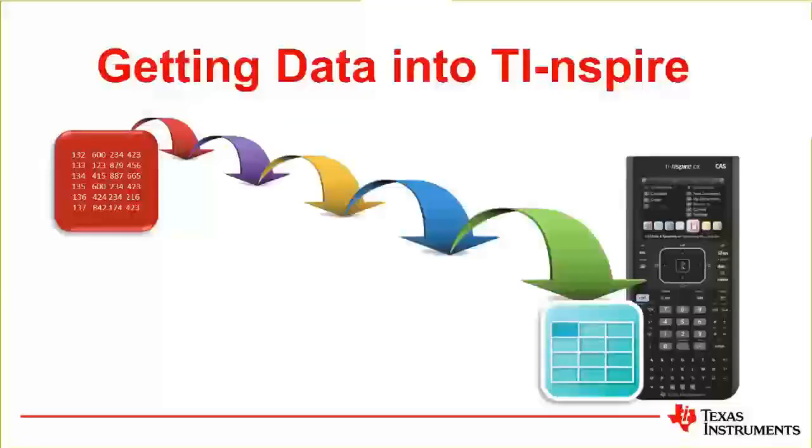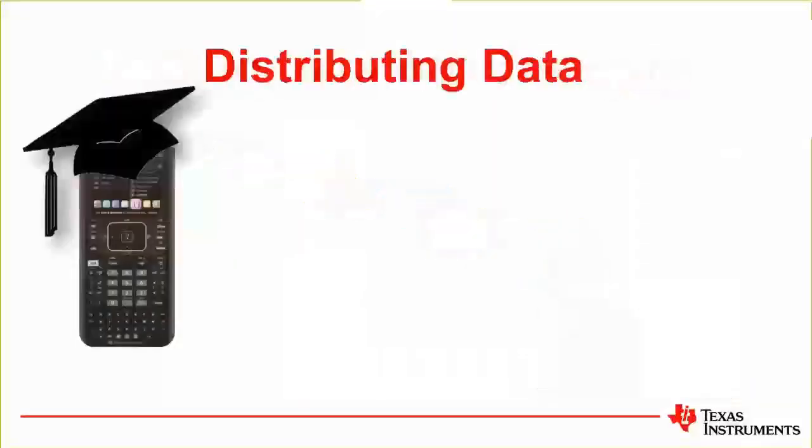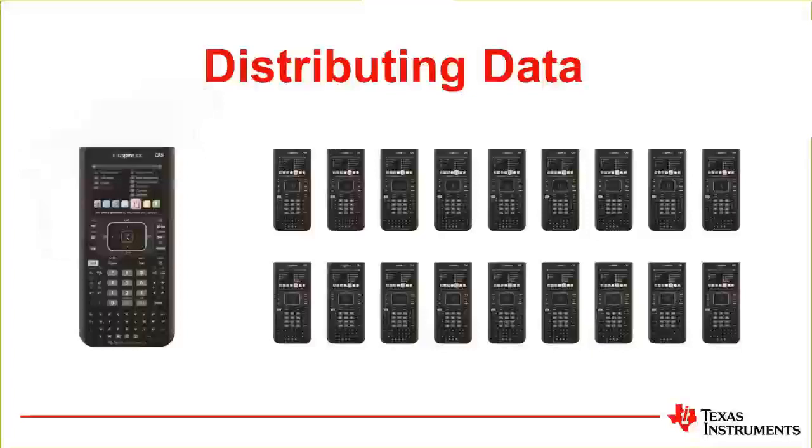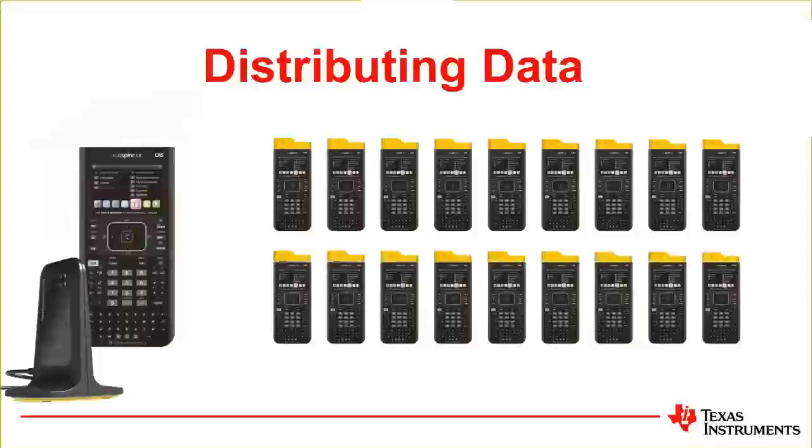So let's go on from there. Now we want to get that data from the teacher's calculator. That's the one with the funny little hat on it. We want to get that out onto student calculators. And there's a number of ways that we can do that. The easiest way is to use a system called Navigator. That's where they have those little yellow hats on them, and the teacher has the access point, and you just hit send to class, and then every single student that's logged in will have a copy of the data.